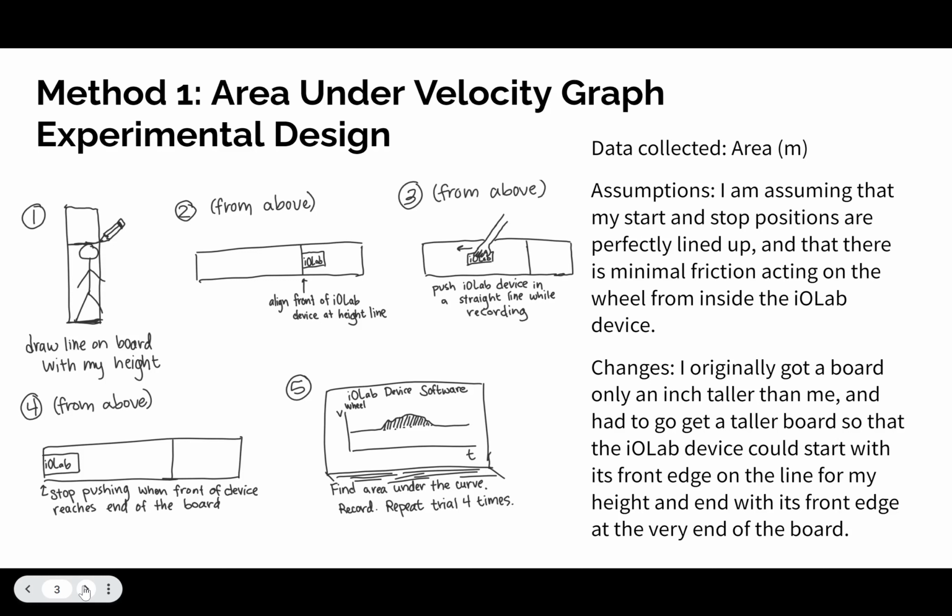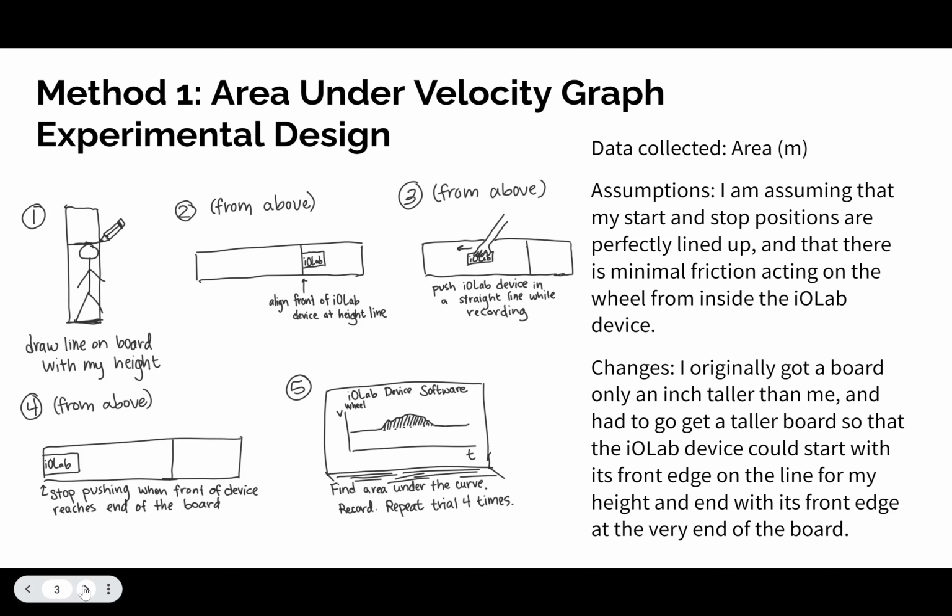Then I took the iOLAB device, I turned on a recording using the wheel feature of the iOLAB software, and I placed it so that the very front of the iOLAB device was exactly aligned to that line that I drew representing my height. After that, I pushed the iOLAB device in a straight line while recording, and then I stopped pushing when the very front of the device reached the end of the board. This means that the little wheel that was actually recording was pushed the exact distance that was my height.